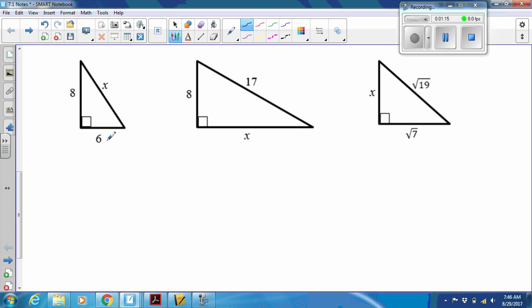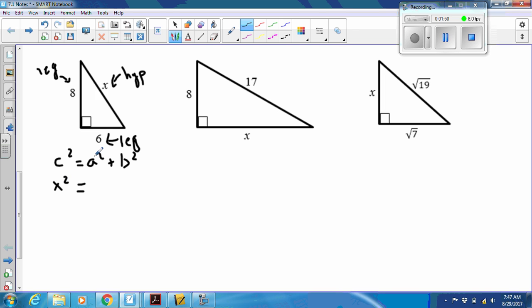So here we have 8, 6, and x. Here 8 would be considered our leg, and 6 would also be considered our leg. So that means our x is really the hypotenuse. That's what we're trying to find here. Using our formula, we have c squared equals a squared plus b squared. Remember c represents your hypotenuse, so in this case we're going to represent that as x squared because we don't know what it is.